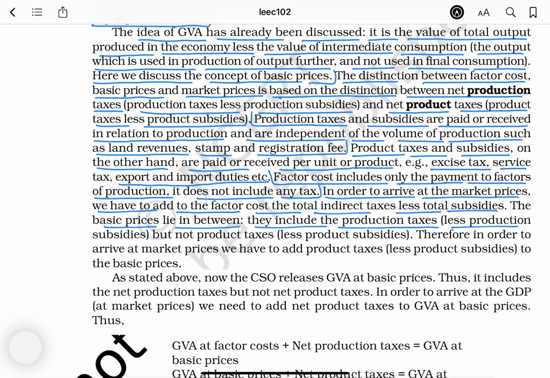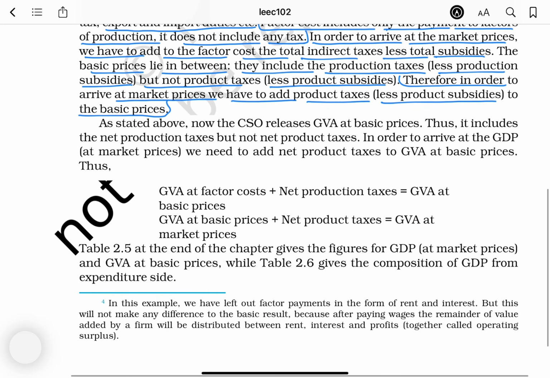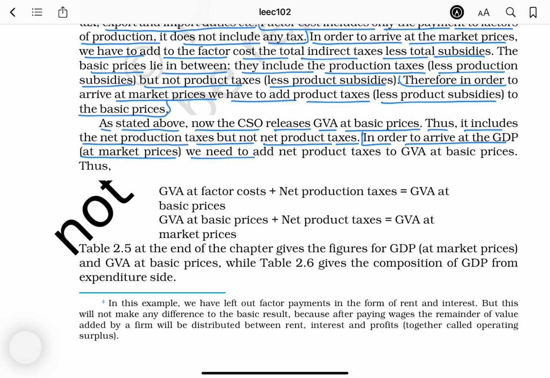They include the production taxes, less production subsidies, but not product taxes, less product subsidies. Therefore, in order to arrive at market prices, we have to add product taxes, less product subsidies, to the basic prices. As stated above, now the CSO releases GVA at basic prices, thus it includes the net production tax but not net product taxes. In order to arrive at the GDP at market price, we need to add net product taxes to GVA at basic prices.